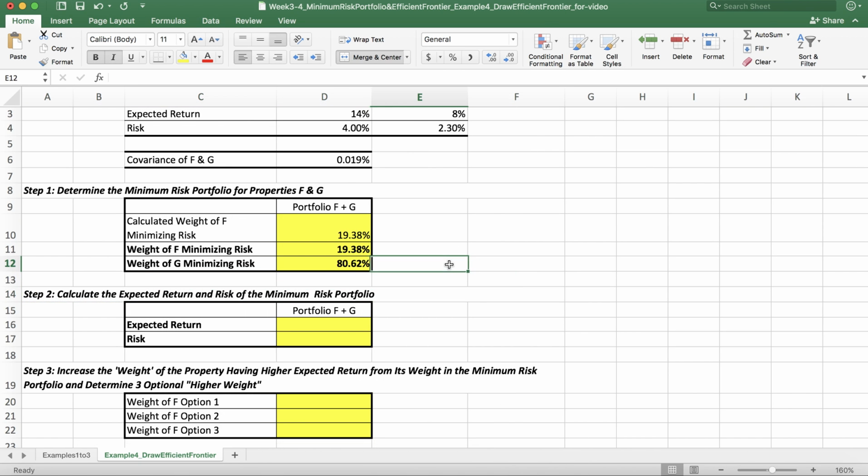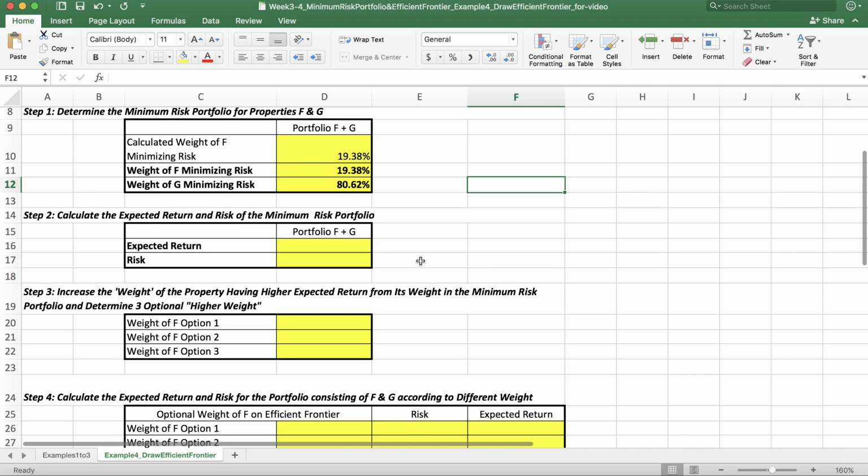Okay, so now we have the weighting for each property that determines the minimum risk portfolio. And this minimum risk portfolio will be the starting point of the efficient frontier. So on the risk and expected return space, where to place the starting point of this minimum risk portfolio will be determined by the risk and the expected return of this minimum risk portfolio.